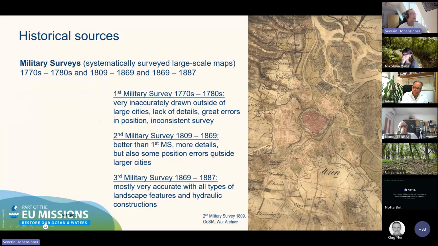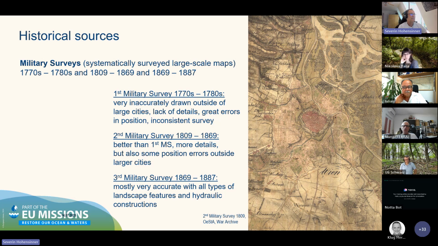Yeah, and then there's the time of the military surveys that cover the whole Habsburg Empire. These are the first systematically surveyed large-scale maps. There are 3 of them. The first military survey from the 1770s to the 1780s is unfortunately very inaccurate, only accurate in or close to larger cities, with a lack of detail, great errors in position, inconsistent survey. So in some areas, you can hardly use it.